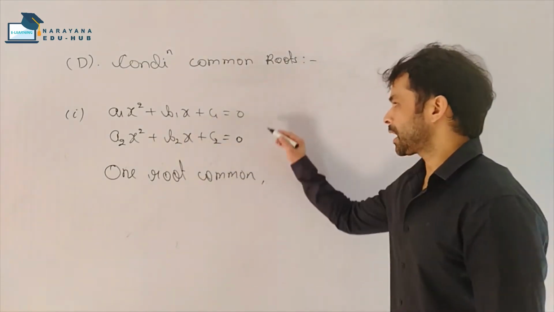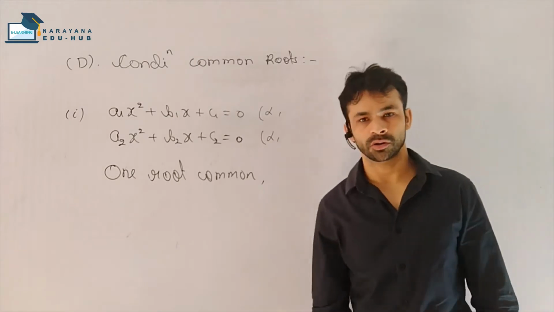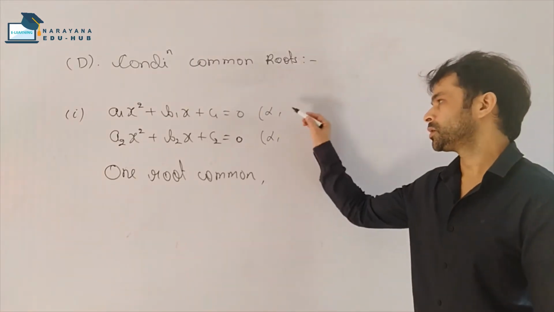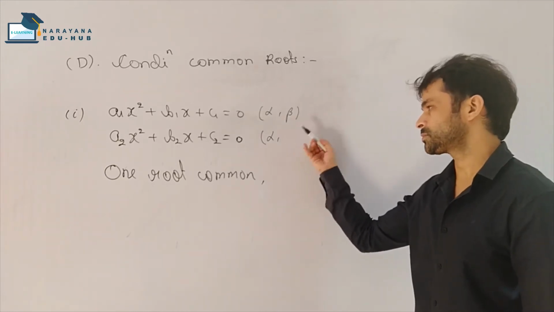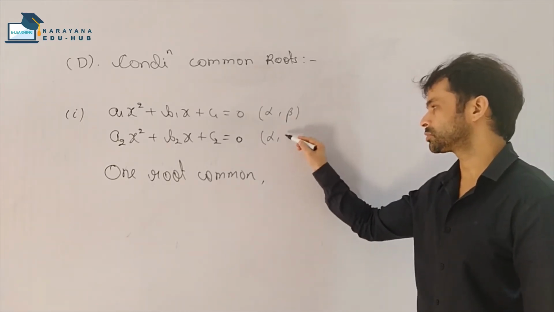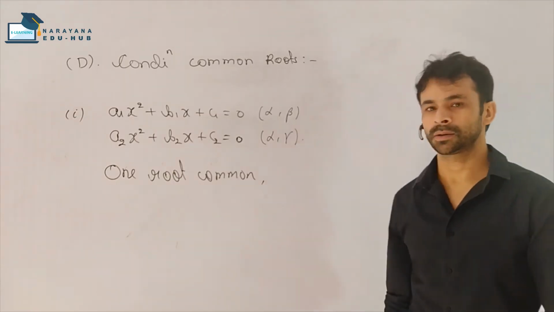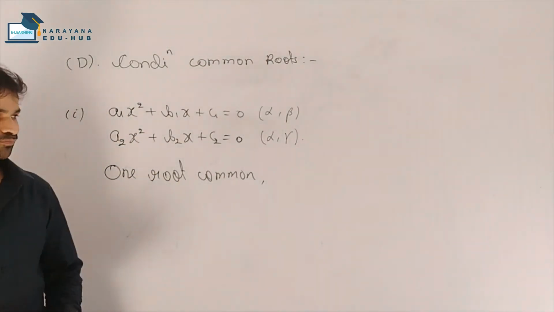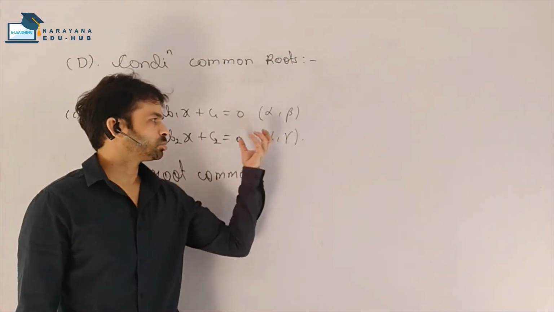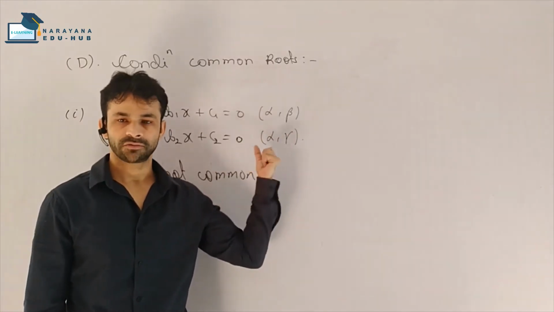So alpha is the root of this and alpha is the root of this second one also. Other root is, let's say, some beta and this beta dash, beta 1 or some other constant, gamma. So alpha, beta and alpha, gamma we have taken. One root is common, they have given.